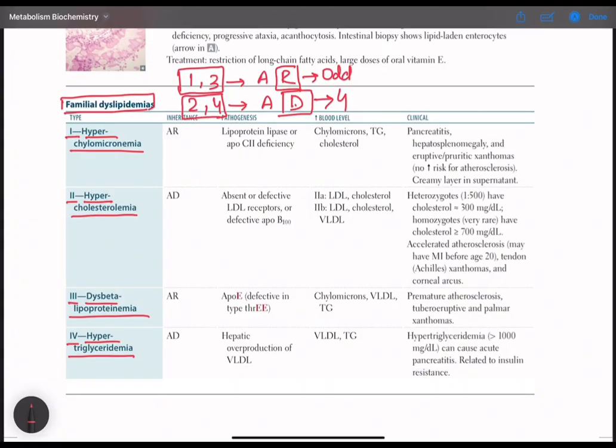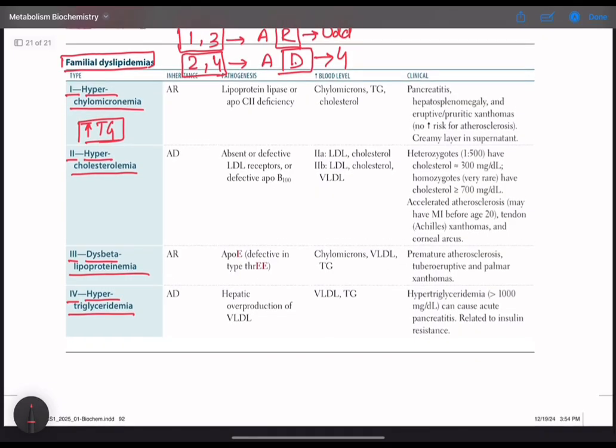Then coming towards the levels, type 1 has higher levels of triglycerides with some levels of cholesterol, but the symptoms are due to the higher levels of triglycerides, as well as type 4. In type 4 we have higher levels of triglycerides, and in type 2 and type 3 we have higher levels of cholesterol. So these patients will experience symptoms of higher levels of cholesterol.